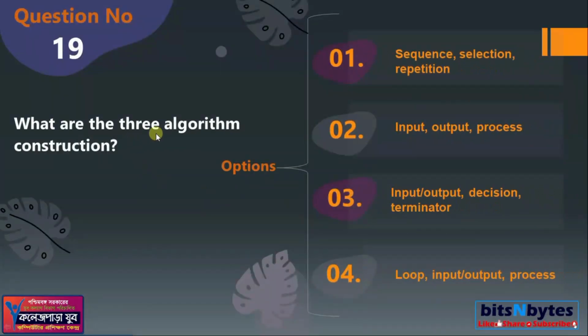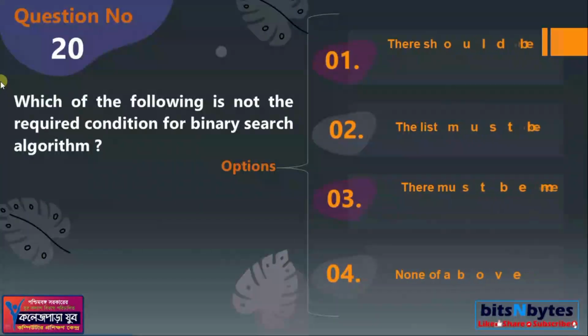Question 19. What are the 3 algorithm constructions? 1. Sequence selection repetition, 2. Input output process, 3. Input or output decision terminator, 4. Loop input or output process. Answer: sequence selection repetition.